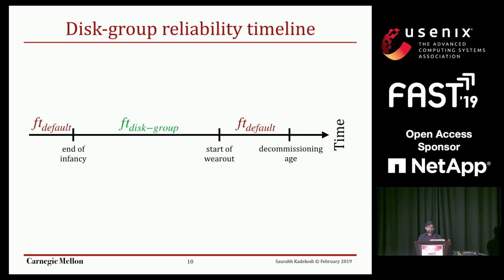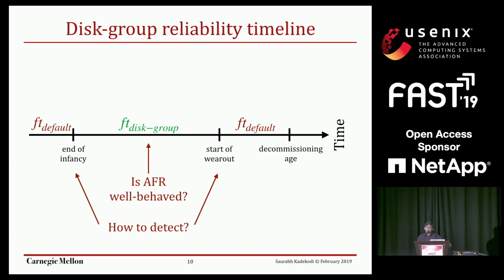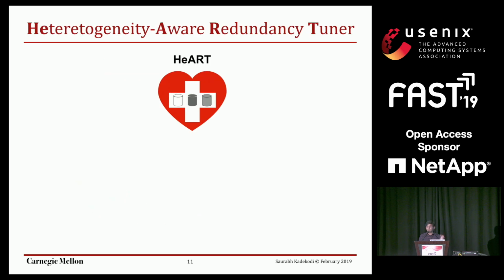And we want to answer a bunch of interesting questions about this timeline. One is, how do we detect when infancy ends or when wear out begins? Secondly, is the AFR during the useful life low, stable, and well behaved? And finally, what should the redundancy be during a disk group's useful life? To answer these questions in a systematic manner, we have developed HeART, or Heterogeneity-Aware Redundancy Tuner, which takes as input a target reliability requirement in terms of mean time to data loss. It's a time measure. This is the standard reliability metric. And the periodic disk health monitoring data, which is expected to be a part of any sizable cluster.